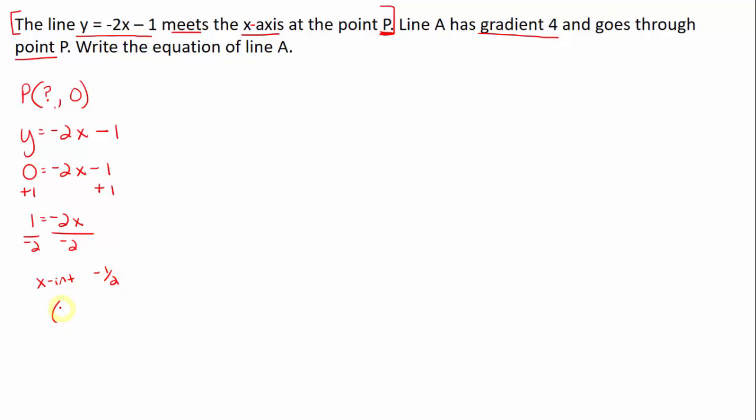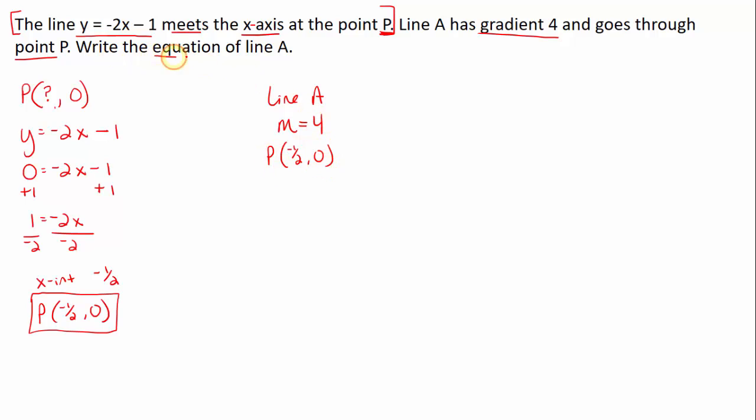And again, we can write that as negative 1/2, 0. Since they called this point P, I'm just going to label this P here. Now we are told line A has gradient, which is also the same thing as slope, gradient of 4, and goes through this point P. So we know that line A has gradient 4 and actually goes through this point P that we found.